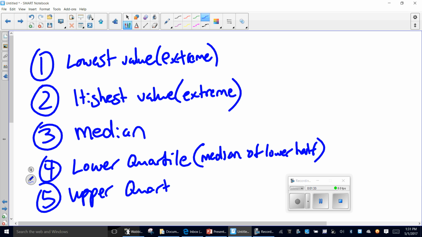Okay? So we did one by hand the other day. Today I'm going to show you how to put this. This is the median of the upper half. And so then it's in 4 equal parts.